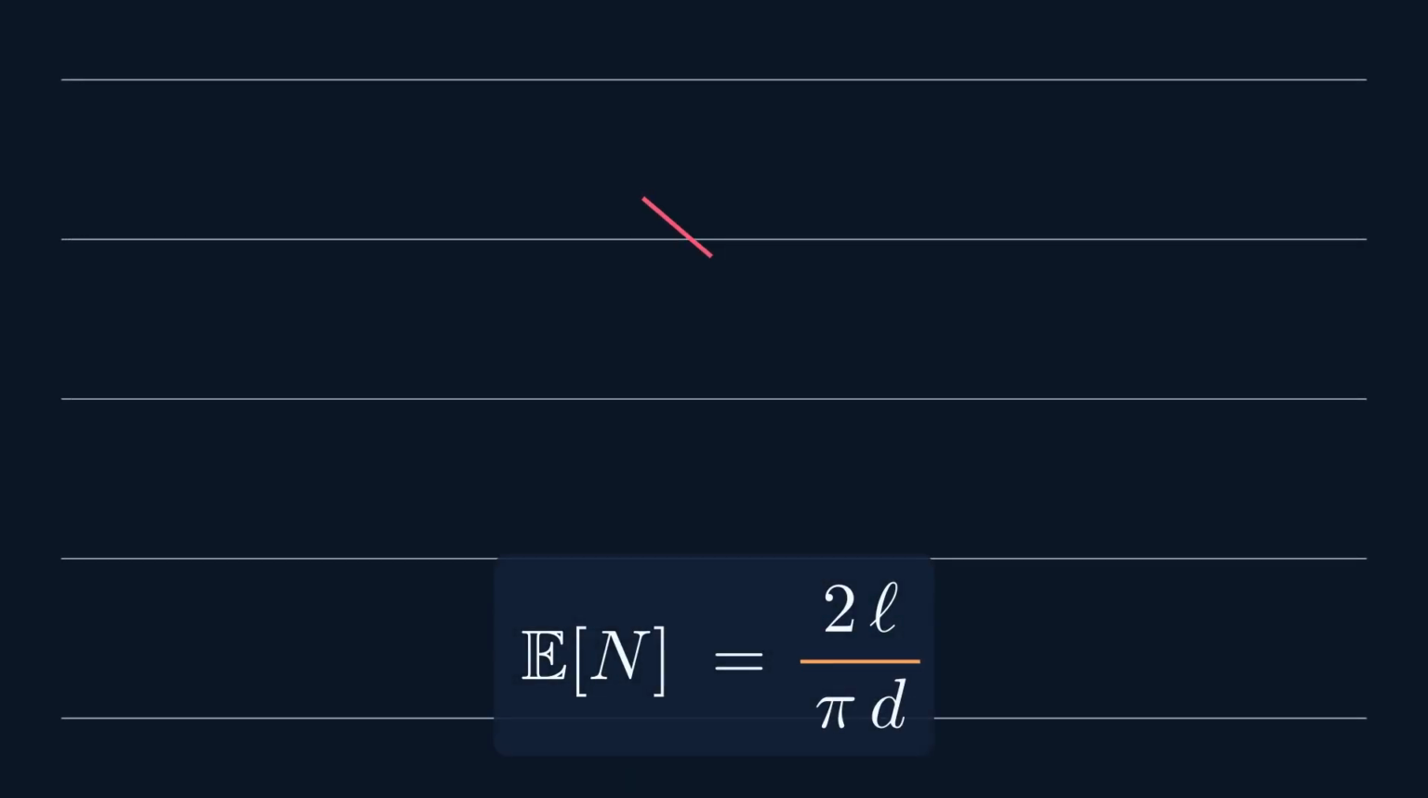Drop a needle on lined paper at random. The average number of crossings involves pi, and we're going to see why without ever computing an integral. Picture parallel lines on a page, evenly spaced a distance d apart.